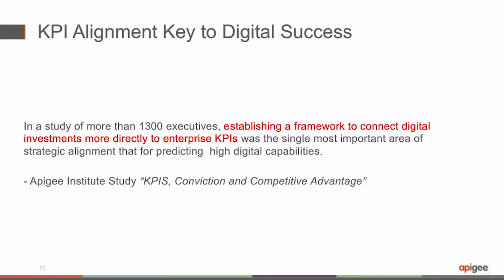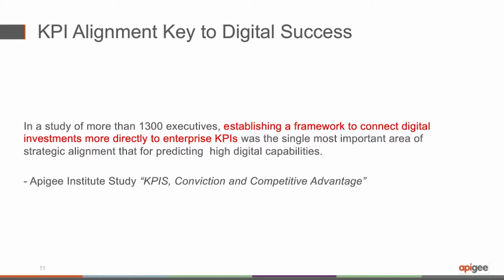So if at the top of this call we talked about how it's not just about operational metrics, it's about business metrics, KPIs are really where business metrics are at. Apigee has something called the Apigee Institute that does its own research. In a study of more than 1,300 executives of companies with $500 million or more in revenue a year, it was found that establishing a framework to connect digital investments more directly to enterprise KPIs was the single most important area of strategic alignment for predicting high digital capabilities.